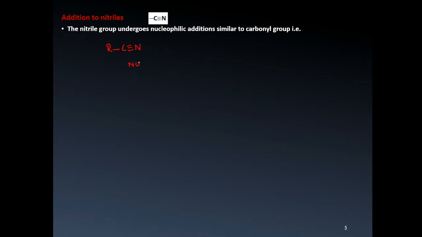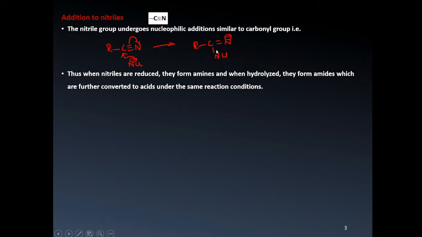Next, addition to nitriles. The nitrile groups undergo nucleophilic addition, similar to carbonyl groups. R C triple bond N nitrile, and in presence of a nucleophile, it will come and attach to carbon, so formation of R C double bond N minus with the nucleophile. Here the nitrile is reduced, they form amines, and when hydrolyzed they form amides which are further converted to acids under the same reaction conditions.